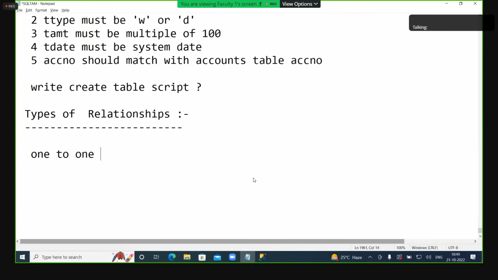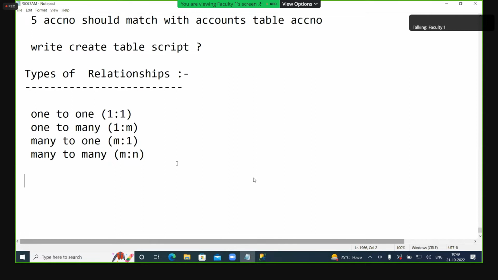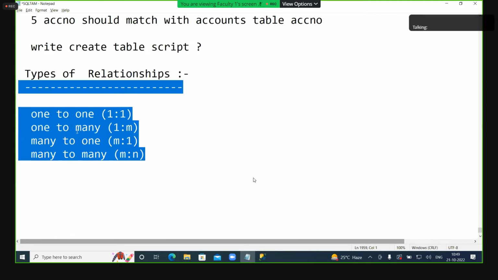One is one to one. Another one, one to many. Another one, many to one. Next one, many to many. So there are four types of relationship that exist between two tables. What is the default relationship? If you declare a foreign key, I said relationship is established now. What type of relationship is established between the two tables?